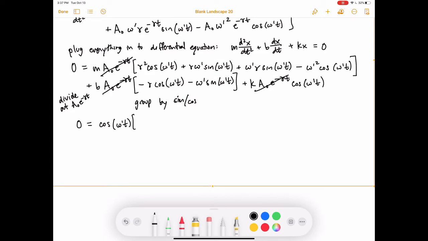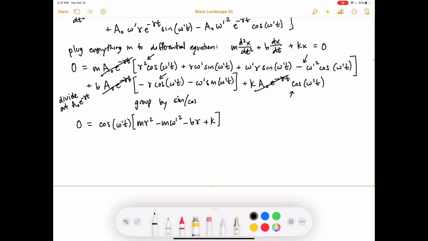So let's try to find everything that's multiplying cosine omega prime t. The first thing I can notice is right here, I have an m times gamma squared from that term. Okay, I have this term over here, which is minus m times omega prime squared. This is another term with a cosine in it, minus b times gamma. And then finally, this term is just multiplying k.